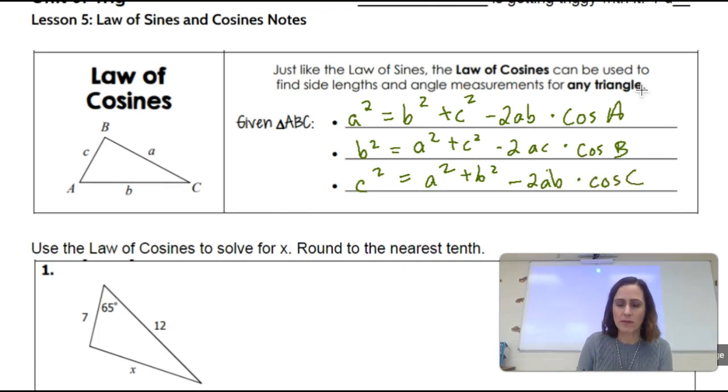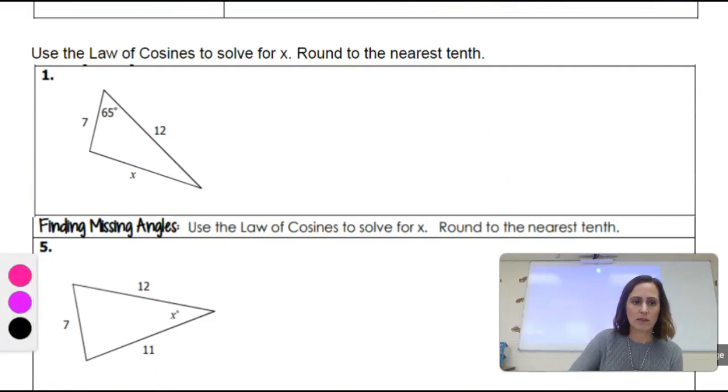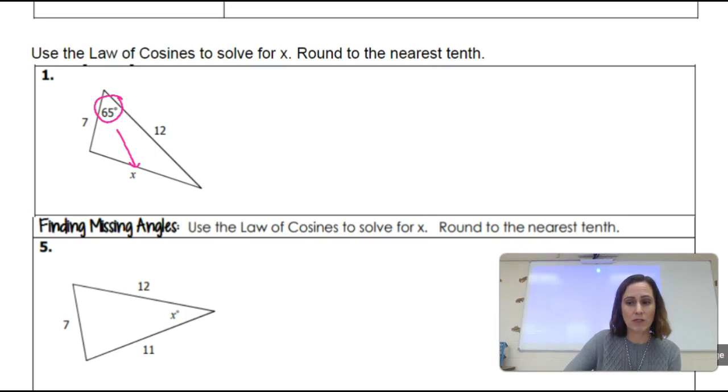Moral of the story is the side that you're solving for is opposite the cosine of that angle. So c squared, its opposite angle would be angle C, and that relationship is true for all of these equations. So if we take a look at number one, we have this angle given to us, and we're solving for the opposite side. Notice that we don't have two angles. That's how I know it's not law of sines.